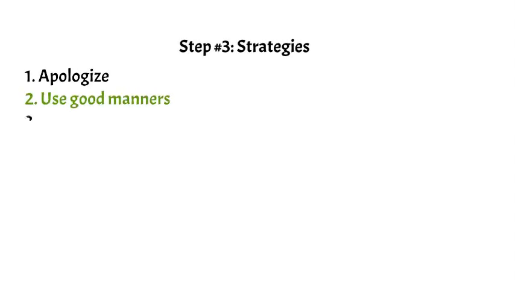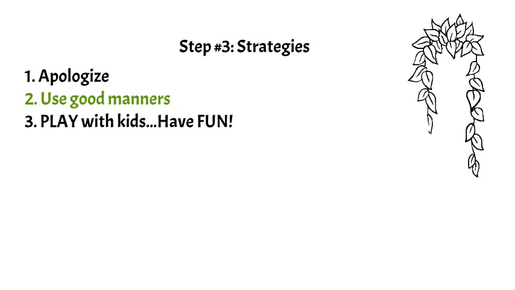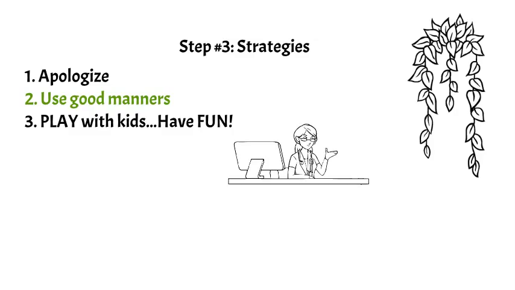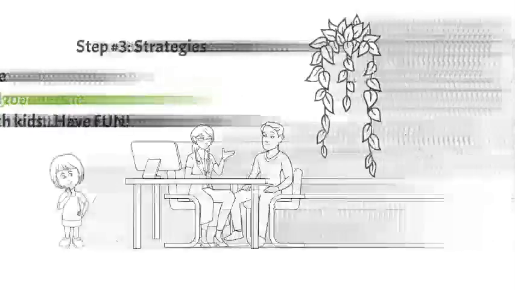Strategy number 2: use good manners, even when the kids are not using good manners themselves. Again, another opportunity to show through example the best way to learn the polite ways to use our language skills.